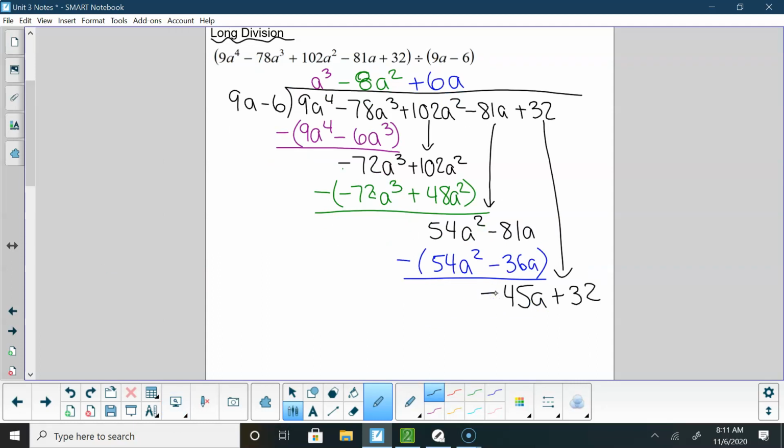All right, so final thing that I'm plugging in, what do I need to multiply 9a by to get it to be a negative 45a? Just negative 5. And then I got negative 5 times negative 6, so that's plus 30. And then I have 32 minus 30. So your remainder is 2.